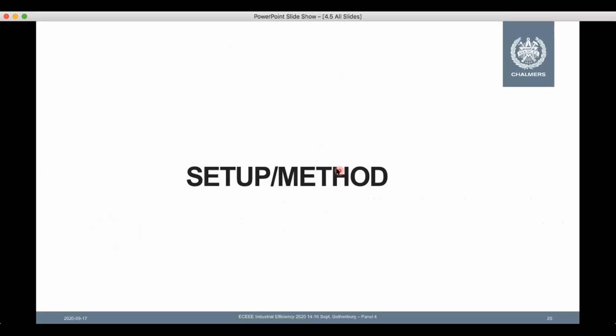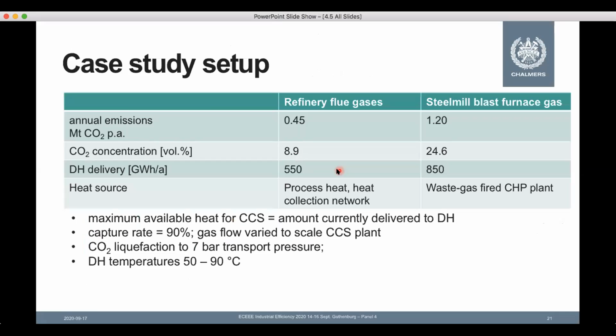We did look at two different cases, a refinery and a steel mill. Noteworthy here is that we have different scales, and we also have different CO2 concentrations that affect the CO2 capture process. Then also the heat source is a bit different in character and temperature levels. We checked that they're sufficient for the CCS process. I think we assumed 125 degrees or 130 degrees, something like that. In the refinery case, we have process heat, so there's a heat collection network assumed, and in the steel mill, there's a waste gas-fired CHP plant that has a turbine bleed, which we can use for CCS.